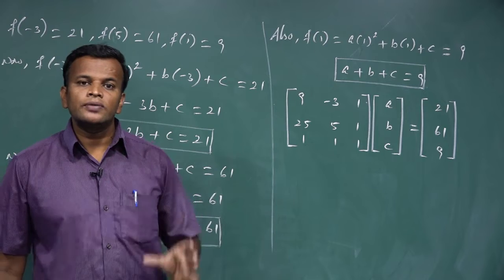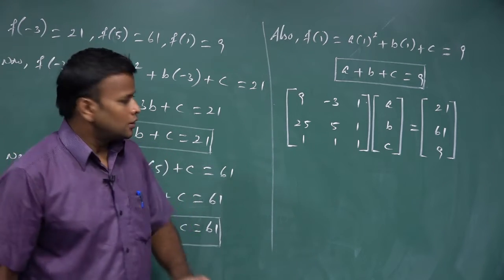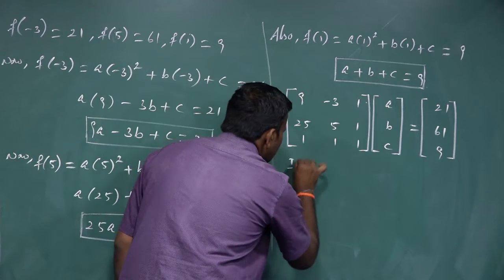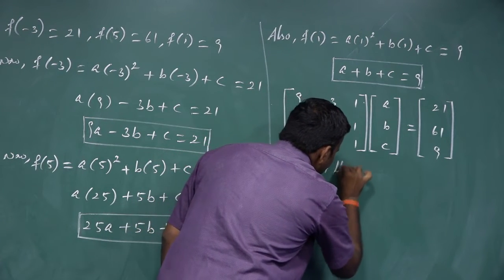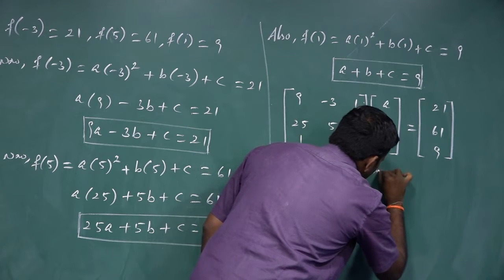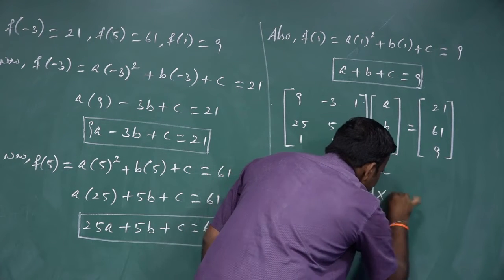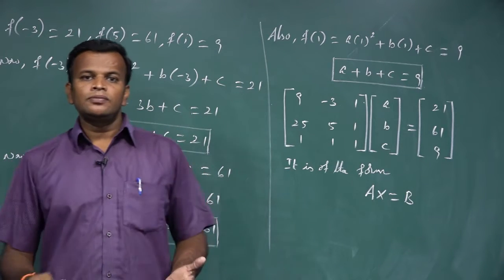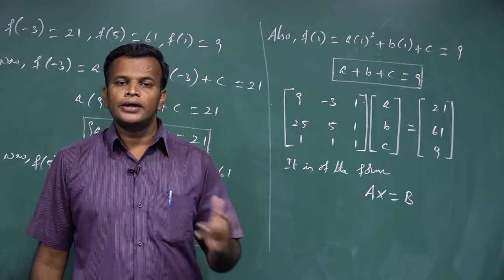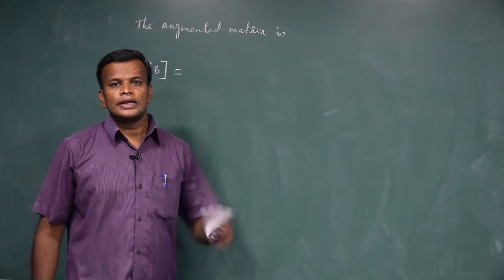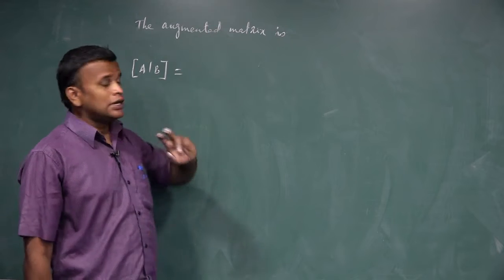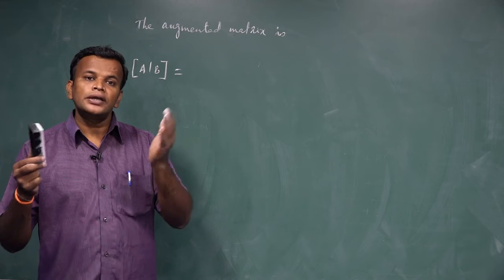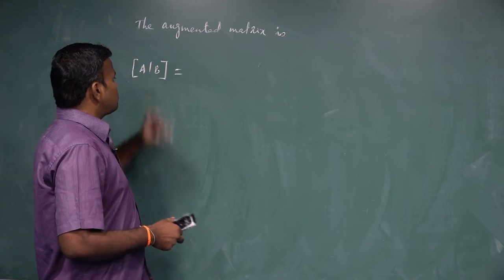So the first step is framing the equations. The next step is to convert the given system of equations into matrix form. Now it is of the form AX is equal to B. The next step is the augmented matrix. Another name for augmented is extended. That is, the matrix A is extended by the matrix B. So it's A by B or A over B.